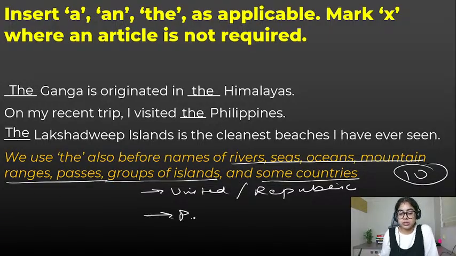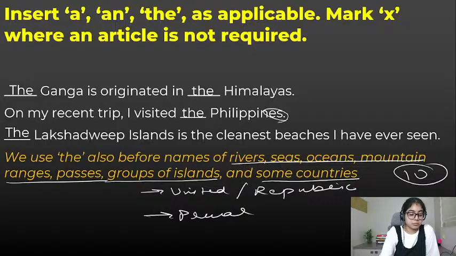Okay, plural countries, that have an S at the end, that are plural. For example, the Maldives, the Philippines, the Netherlands. Okay, so these are the countries जिनके आगे the लगता है. And obviously there are a group of islands as well. Okay, for example, the Andaman. All right, let's proceed.